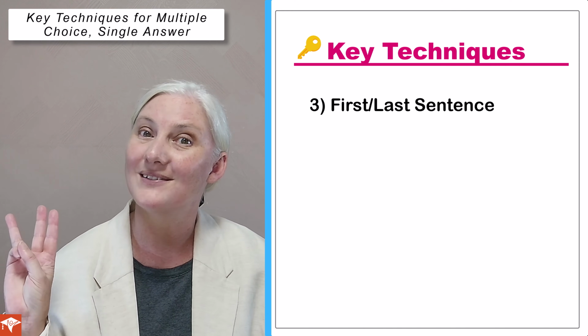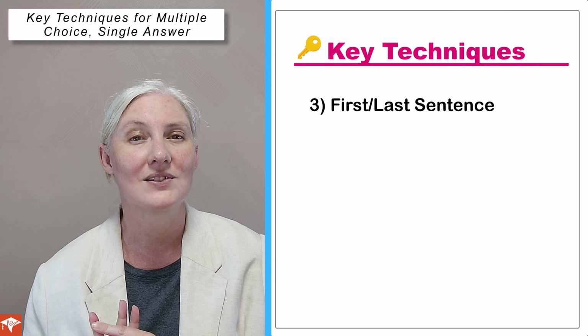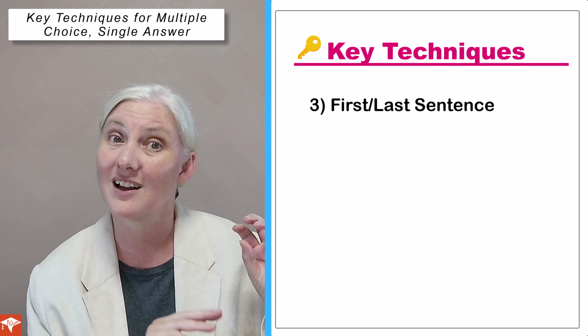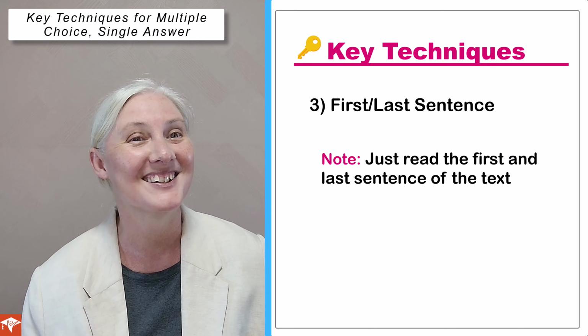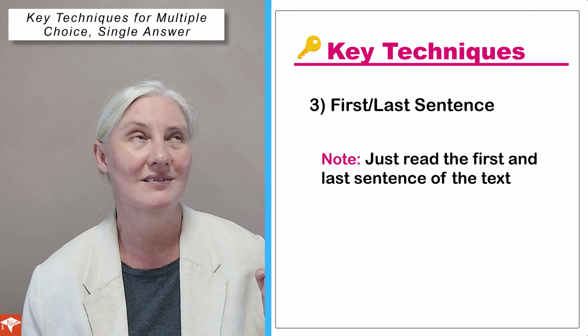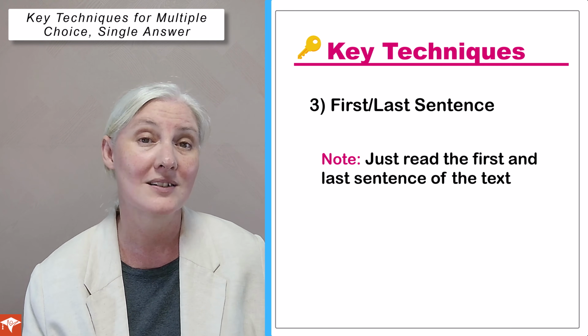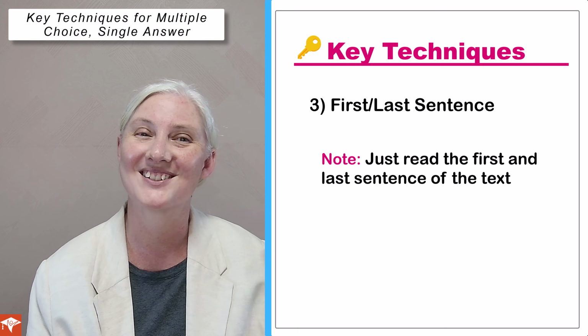Alright, point 3, first and last sentence. To find the main idea of these texts, you can often just read the first and last sentence of the text. That's it. Main ideas are usually the first sentence of the text, but not always, so read the last sentence too. Last sentences usually summarize the text.